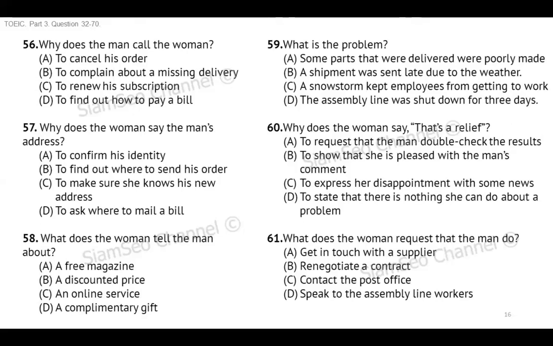Number 59. What is the problem? Number 60. Why does the woman say, "That's a relief"? Number 61. What does the woman request that the man do?